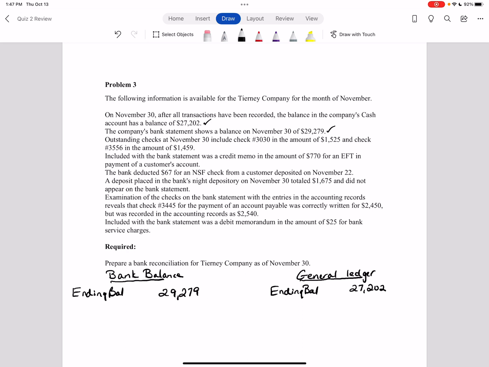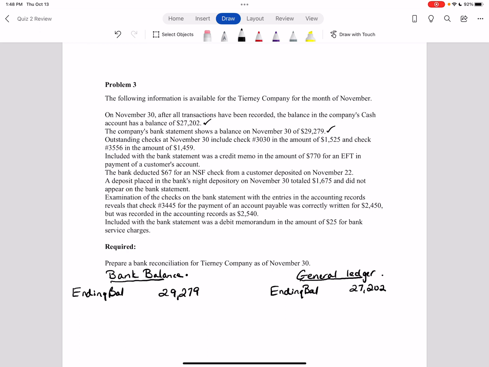So let's take each of the pieces of information one at a time and try to figure out where they go. The first one is outstanding checks at November 30th include check number 3030 and check number 3556. Remember, outstanding checks means that I've written this check. Entries were made earlier in the month to reflect the fact that I wrote the check. So that means that the fact that that money has, in my mind, left the company is reflected in my general ledger balance, but the bank doesn't know about the checks yet because they haven't been presented to the bank.